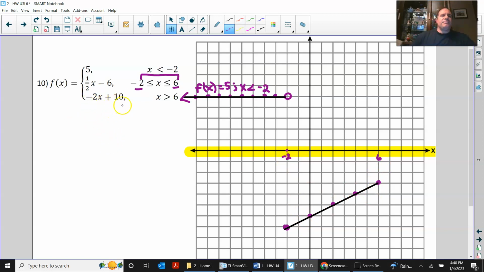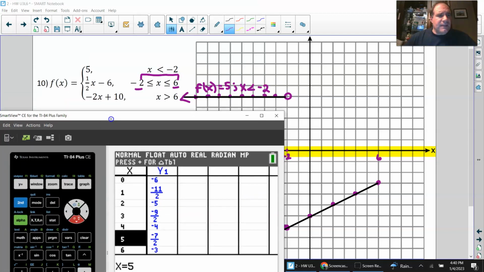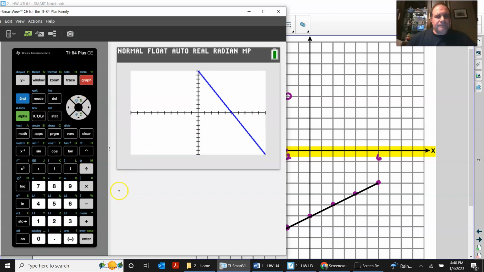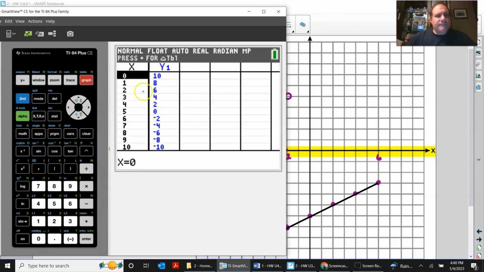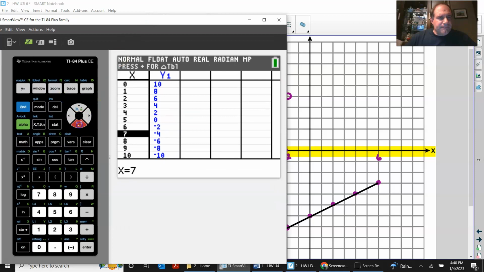It's -2x plus 10. Y equals -2x plus 10. It wants it graphed from x is greater than 6. So greater than 6, this way, to the right. So we're not going to fit much on. So we're just going to have to go ahead and graph -2x plus 10. Graph it. Press second function, graph. Since it wants greater than 6, I'm going to go down to 6 and stop there. 6, -2.